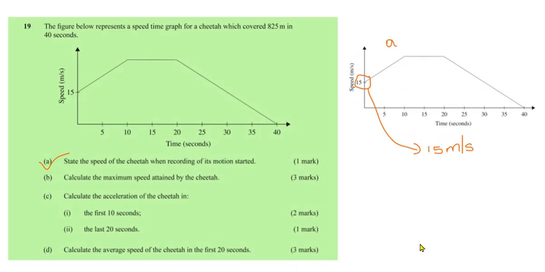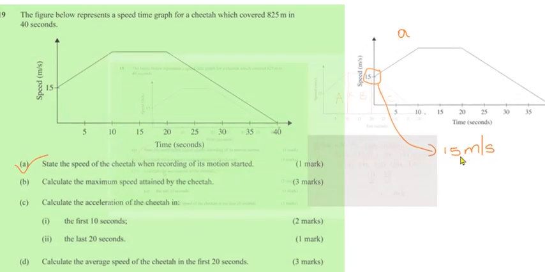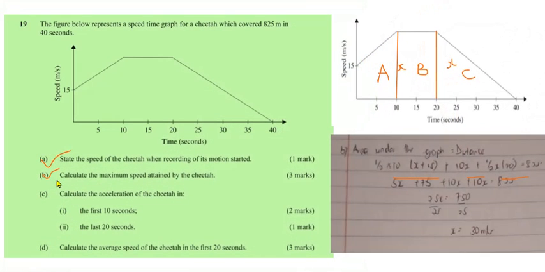So there on question A, you've been told to state the speed of the cheetah when its motion started. And there, when its motion started, you can see that the speed of the cheetah was 15 meters per second. Then on question B, you've been told to calculate the maximum speed of the cheetah.